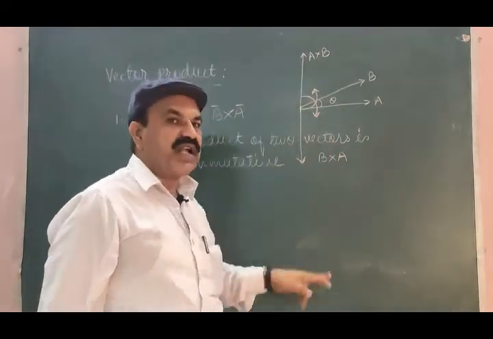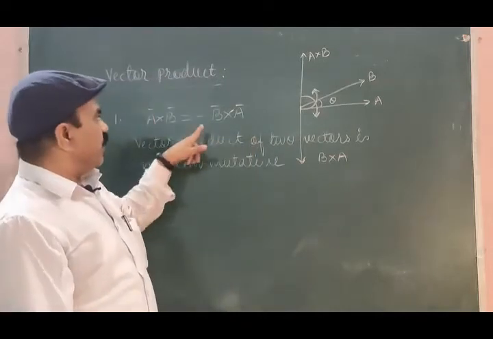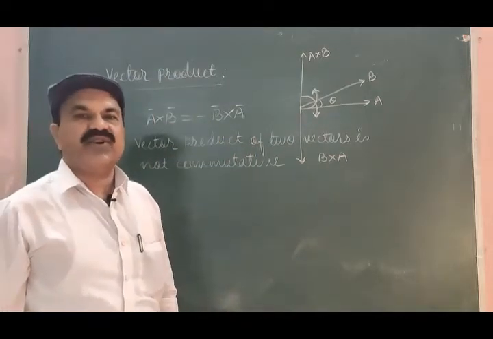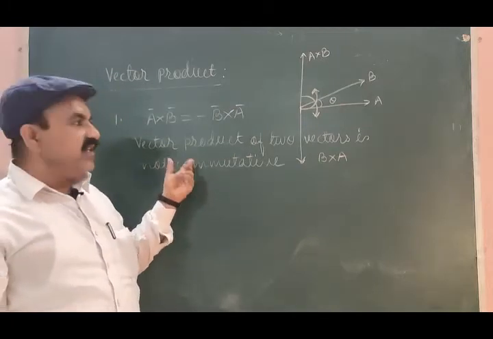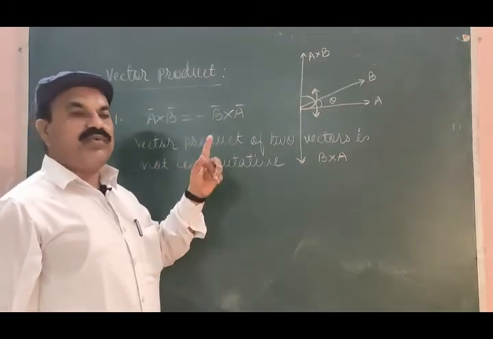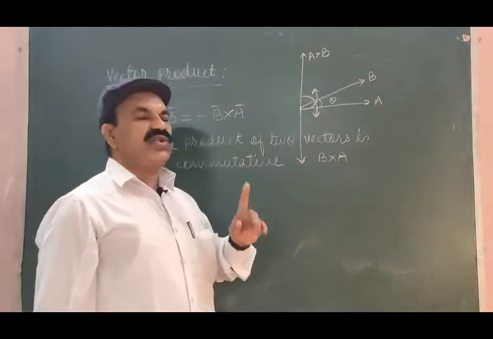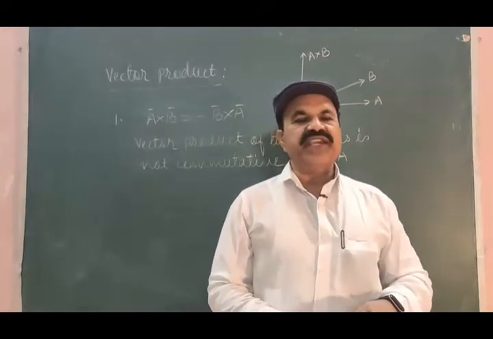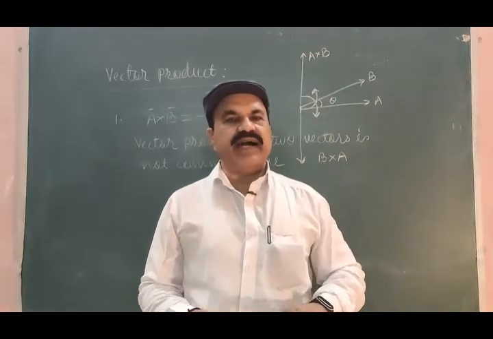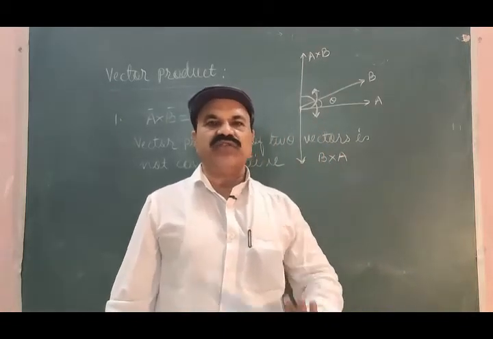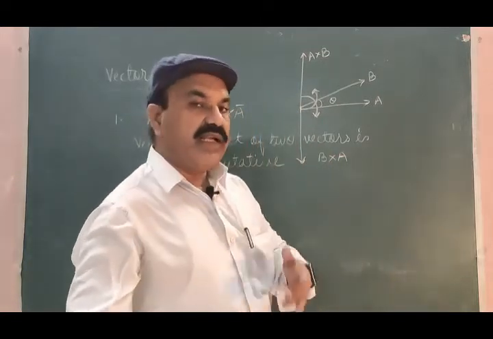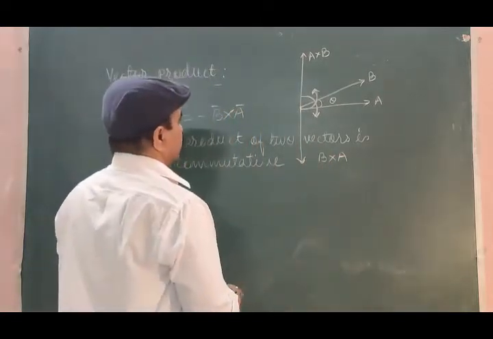The directions of these two are opposite to each other, therefore A cross B is equal to minus B cross A. It means that vector product of two vectors is not commutative. The commutation law is not obeyed by vector product of two vectors. This is the first property. Let us go to the second property.